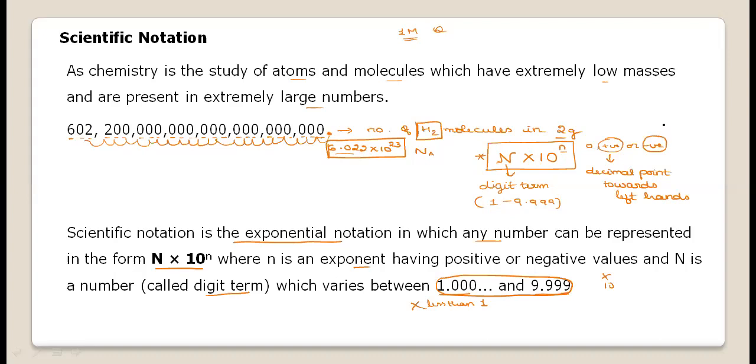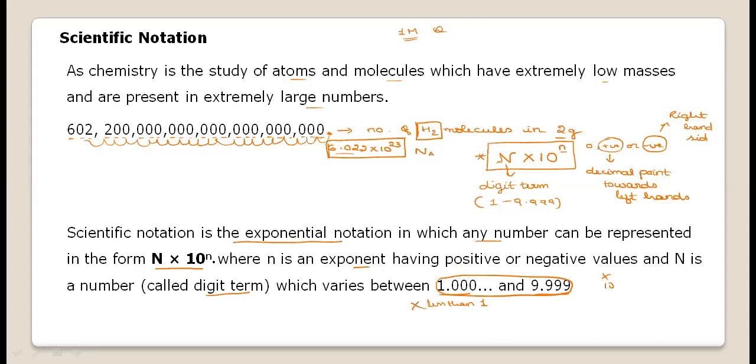Similarly, if you move the decimal point towards the right hand side, you will get a negative number. The movement of the decimal point is indicated with a negative sign followed by the number of places moved. That we'll try to learn now with simple examples, and we'll practice a few exercise numbers which are asked to be expressed in scientific notation form.